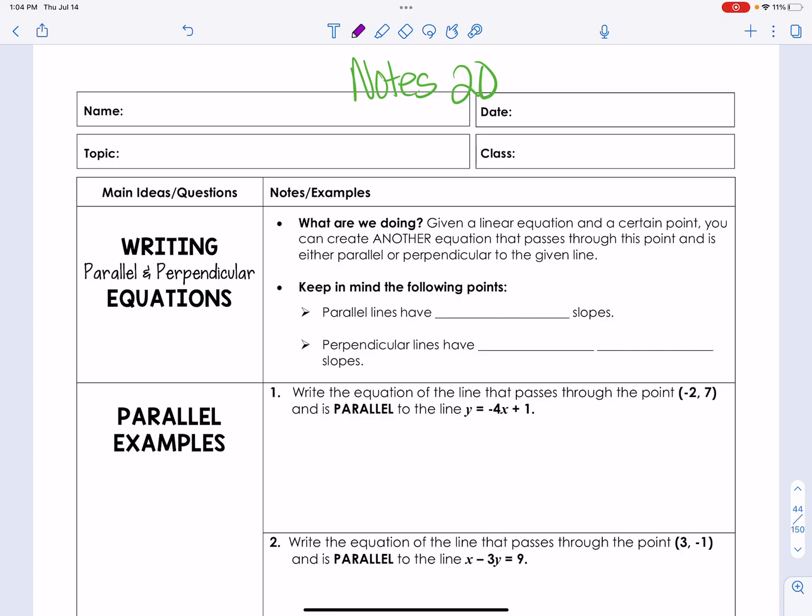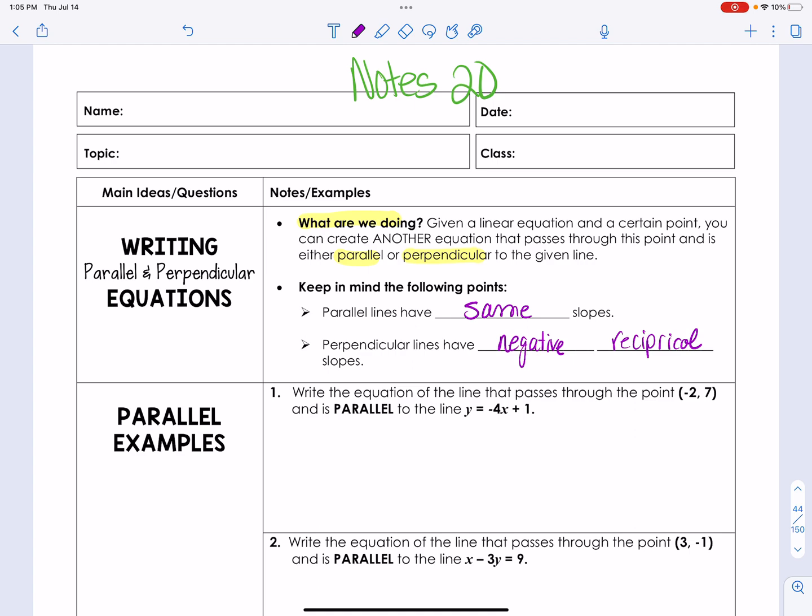Okay, so we're going to do notes right now on writing parallel and perpendicular equations. So what are we doing? Given an equation and a certain point, you can create another equation that passes through this point and is either parallel or perpendicular to the given line. If you remember from our last section, parallel lines have the same slope. Perpendicular lines have negative or opposite reciprocal slopes.